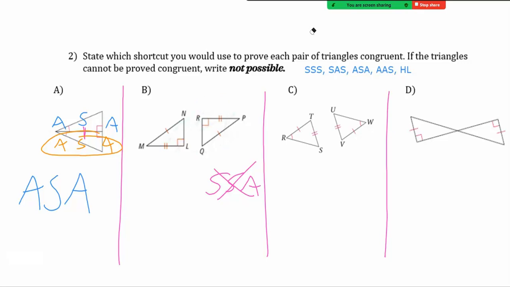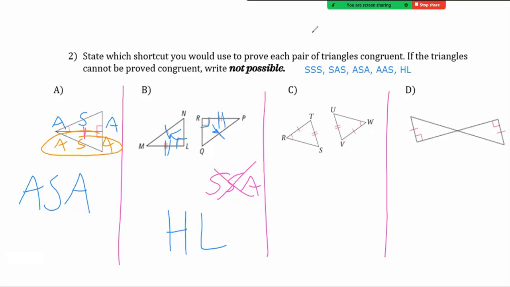So what do I need for HL? Well, I need them to be right triangles, which they are. Cool. I need the hypotenuse to be congruent. Okay, both hypotenuses have one little line on them. So check. And then one of the legs, the ones with two lines on it, those are congruent. So I have everything I need from that little checklist. HL proves that these are the same triangle.